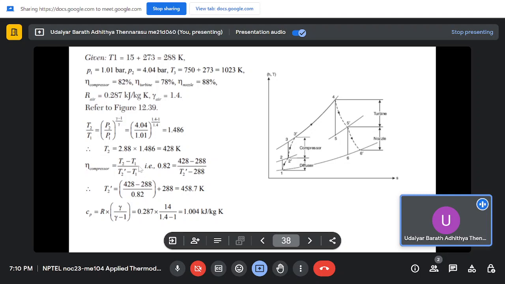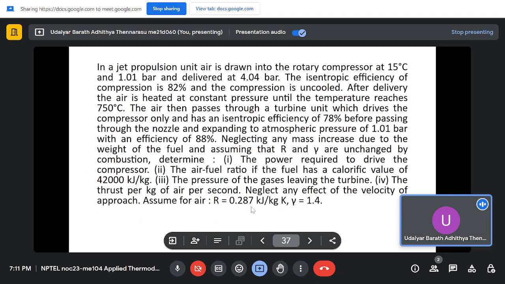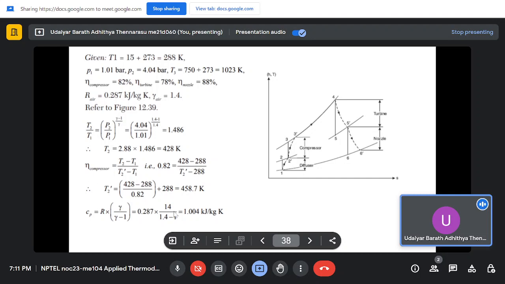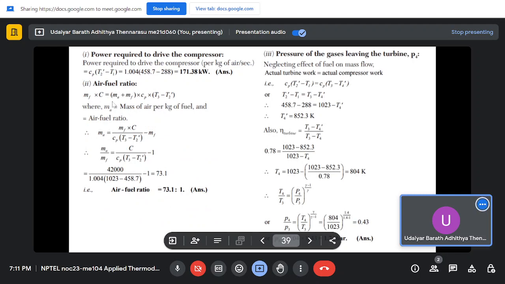Now if the compressor is not ideal and has an efficiency of 82%, the efficiency is the compressor work in the isentropic process divided by the actual: T2 minus T1 by T2 dash minus T1. Substituting the values, T2 dash comes out to be 458.7 Kelvin. In the problem, the R value is given as 0.287, so Cp is gamma R by gamma minus 1, which gives 1.004.